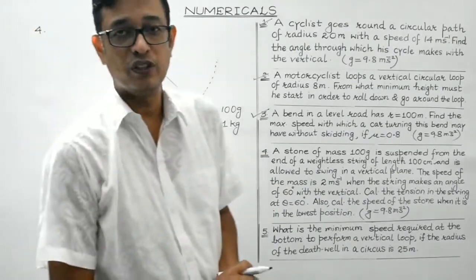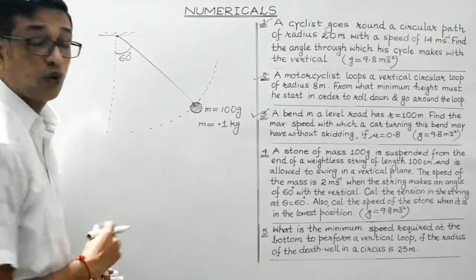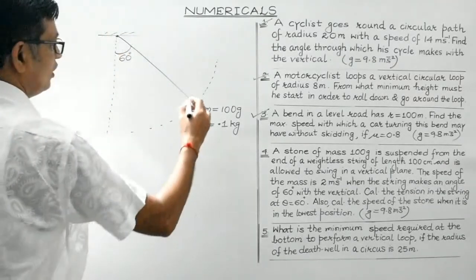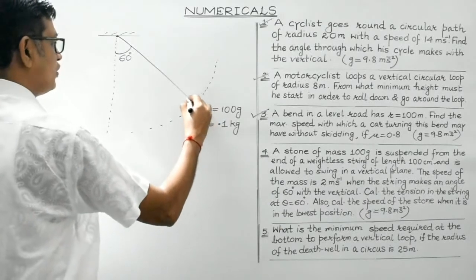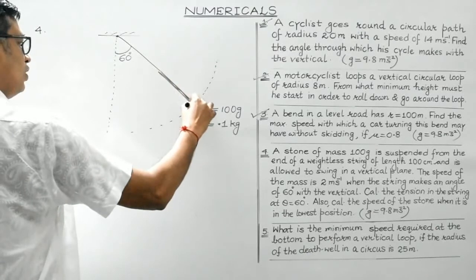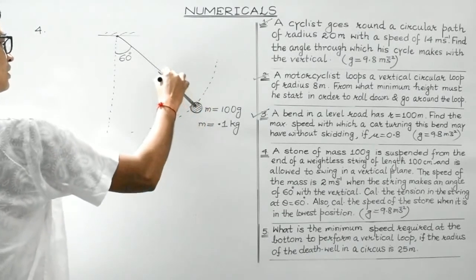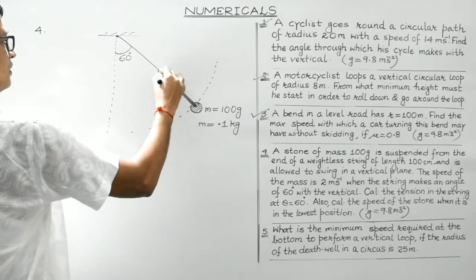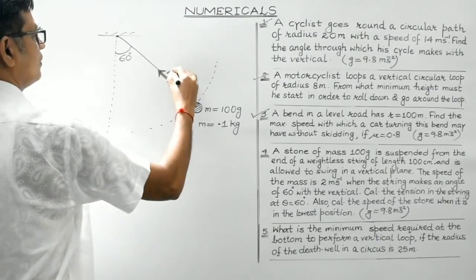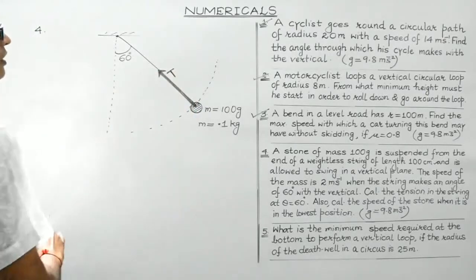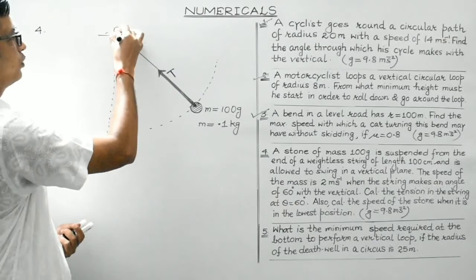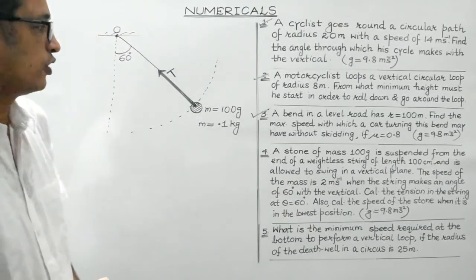And as you are aware, students, tension always acts along the string towards the point of suspension. So at this juncture, the tension would be like this. Tension will act along the length of the string towards the point of suspension. This is the tension. Suppose O is the point of suspension.